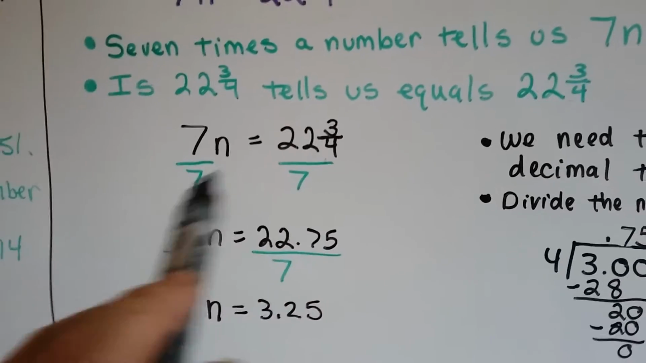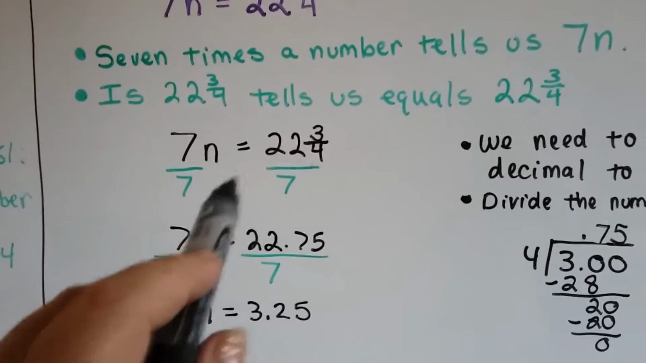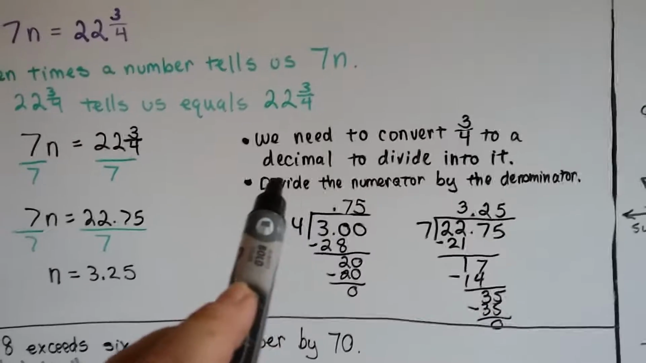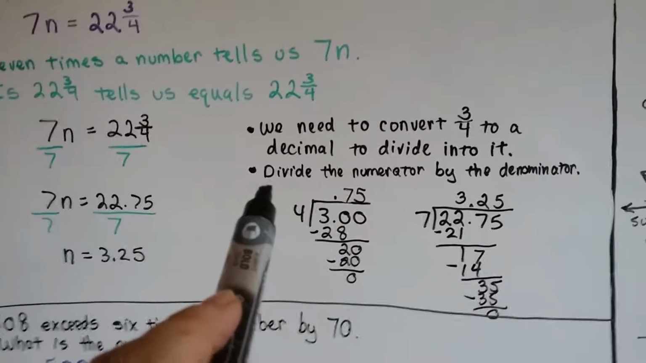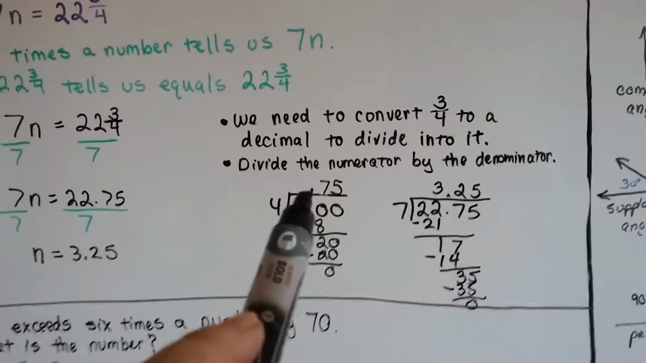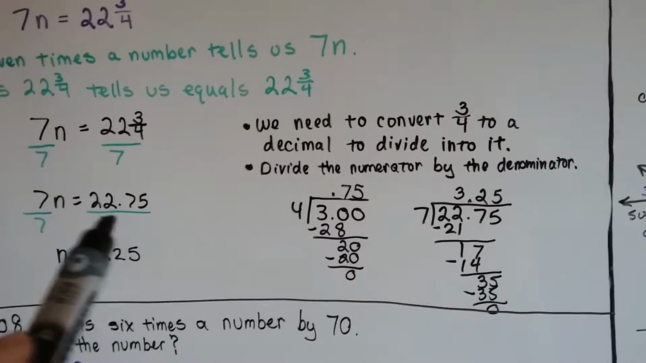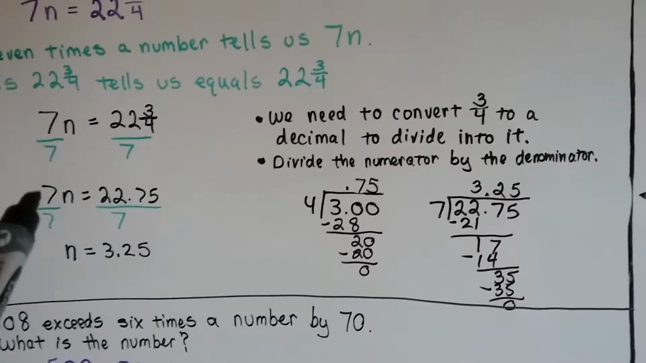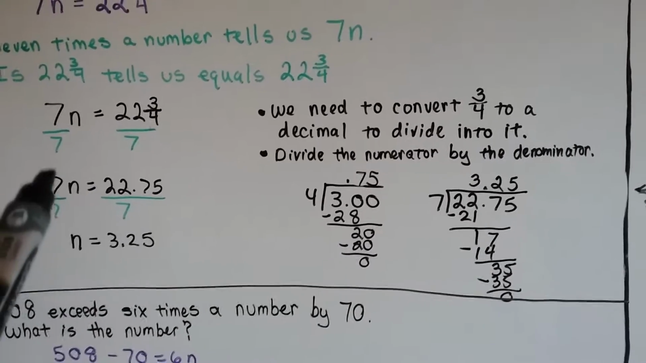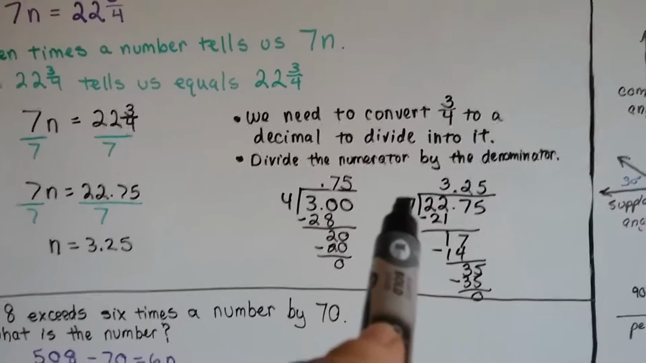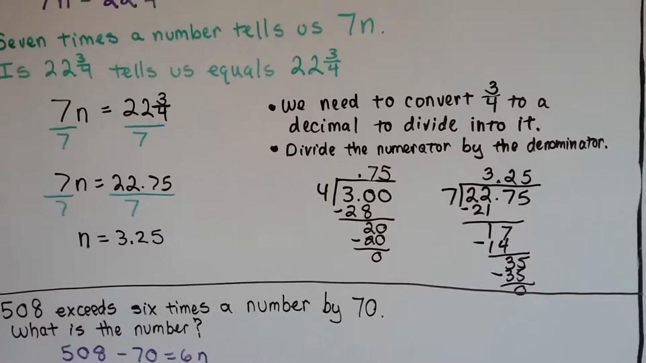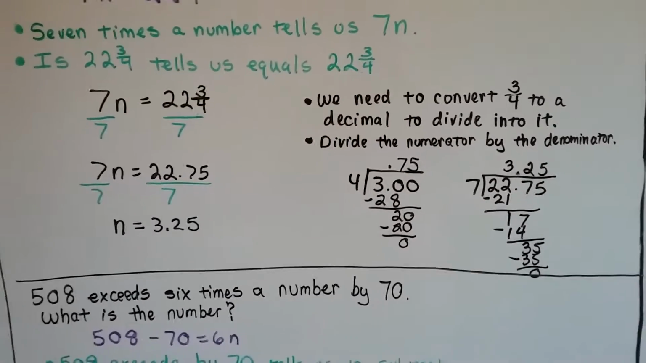I need to divide both sides by 7 to get n by itself, but I've got this 3/4 here bothering me. So we need to convert 3/4 to a decimal by dividing, so we can divide into it. We divide the numerator by the denominator. 4 goes into 3, and I come up with 0.75. So now I've got 22.75. 7n is equal to 22.75. Now I can divide both sides by 7 easier. This ends up becoming just an n, and 7 goes into 22.75 3.25 times, so n equals 3.25. See how I did that?